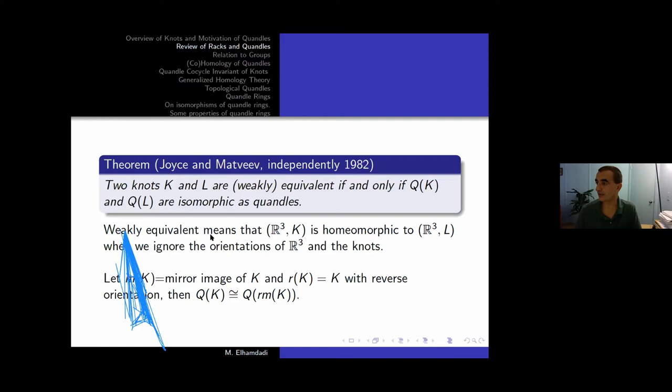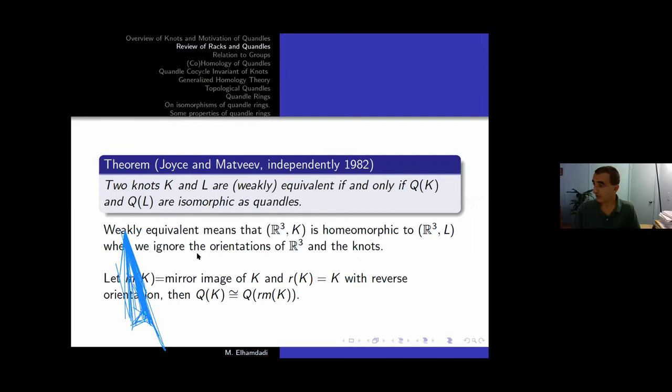Now, the theorem states that two knots K and L are equivalent, to be precise, weakly equivalent, if and only if the fundamental Quandle of K and the fundamental Quandle of L are isomorphic as Quandles. Basically, what they are doing is taking a topology problem, equivalence of knots, and moving the problem to algebra, isomorphism of Quandles. And this is basically what Poincaré did back in 1900. He took topology problems and turned them into algebra problems. You have the homotopy groups, homology, cohomology, etc.